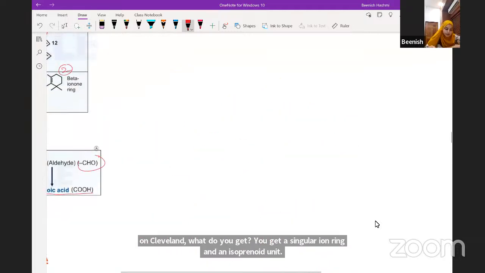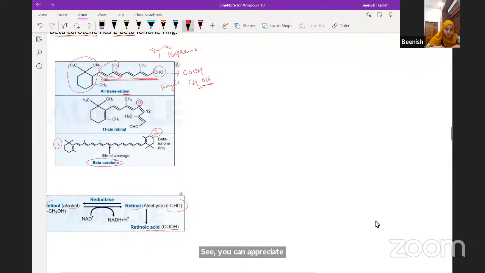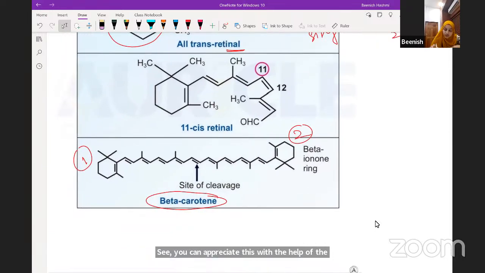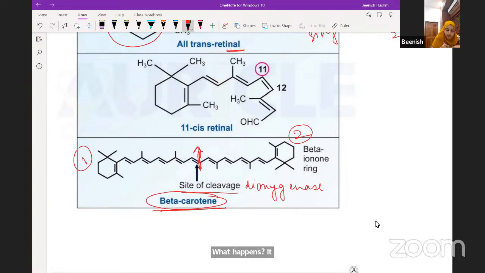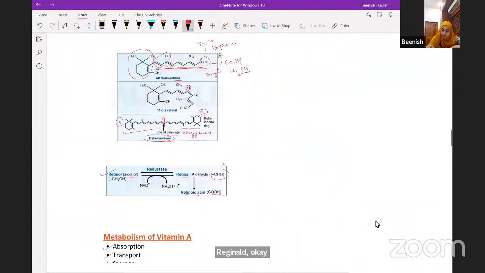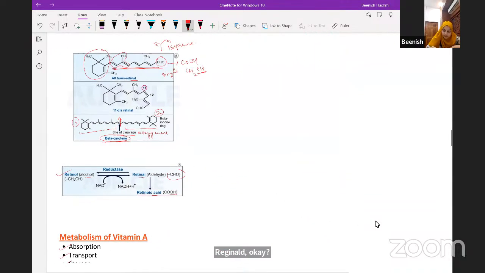See, you can appreciate this with the help of the diagram. So this is the only purpose why I had inserted the diagram, so that you're able to understand. This is your beta carotene. Okay. Now your beta carotene, when it is acted upon by dioxygenase, what happens? It cleaves the beta carotene here, and you end up with retinol. Okay. So this is what is happening in your intestinal cells.